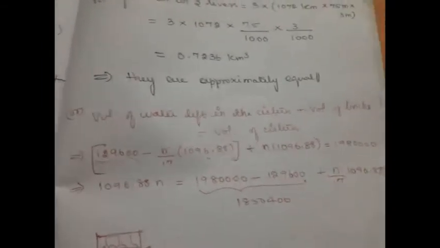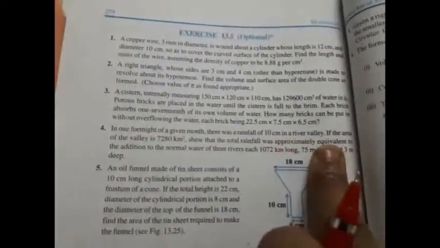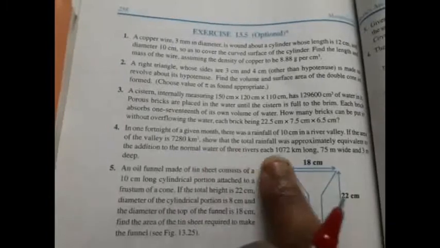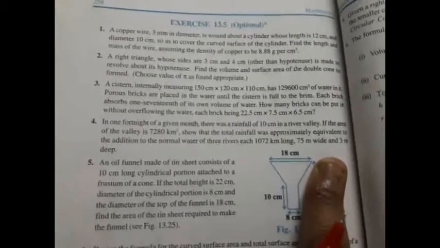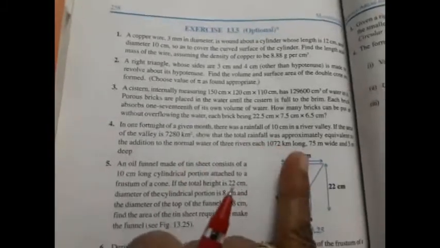Now let us move on to the fourth question. In one fortnight of a given month, there was a rainfall of 10 centimeter in a river valley. If the area of the valley is 7,280 kilometers square, show that the total rainfall was approximately equivalent to the addition to the normal water of 3 rivers, each 1072 kilometer long, 75 meter wide and 3 meter deep. So what is given? The rainfall in a river valley is given, and the area of the valley is given. We have to show that the total rainfall in that area is approximately equal to the normal water of 3 rivers, and the river dimensions are given, right?